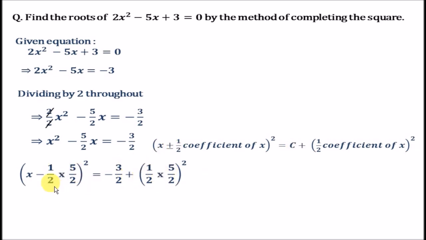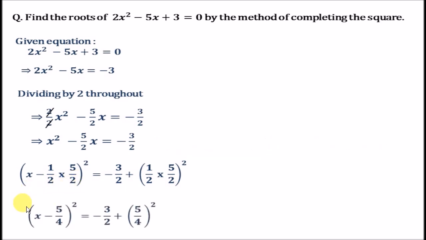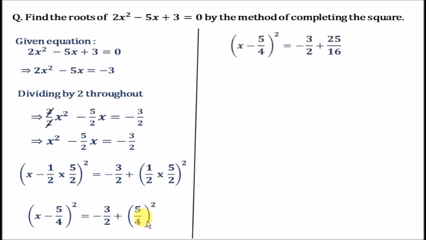5 ones are 5, 2 twos are 4. So we will get x minus 5 by 4, whole square, equals minus 3 by 2 plus 5 by 4, whole square. 5 5s are 25, 4 4s are 16.